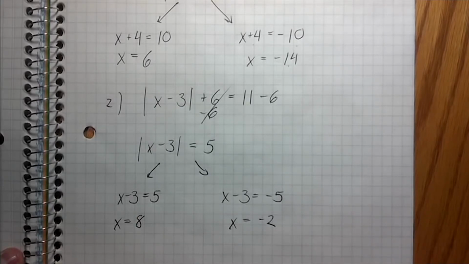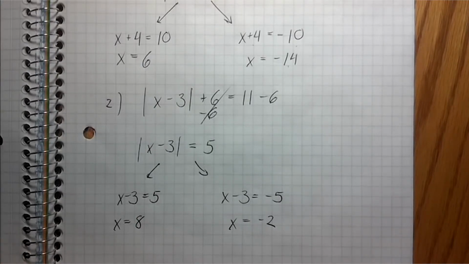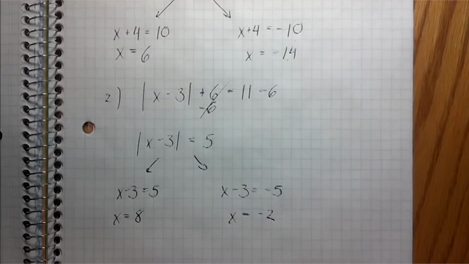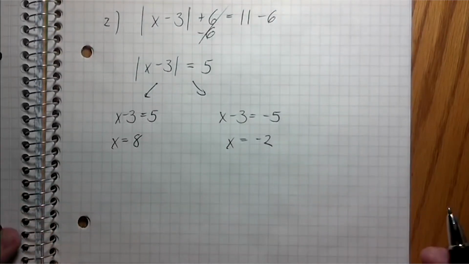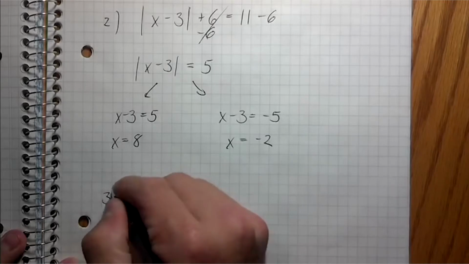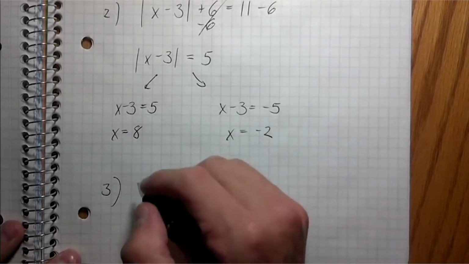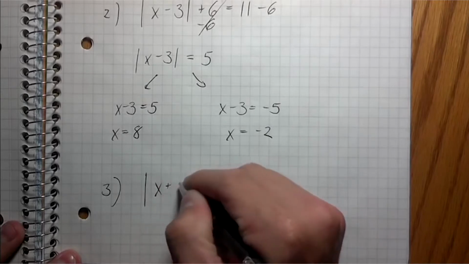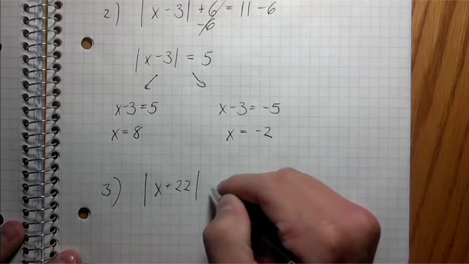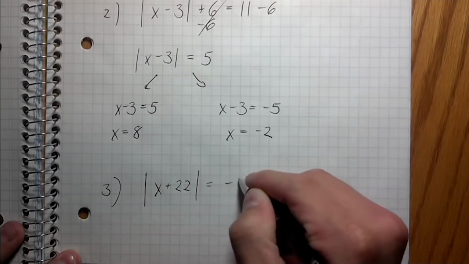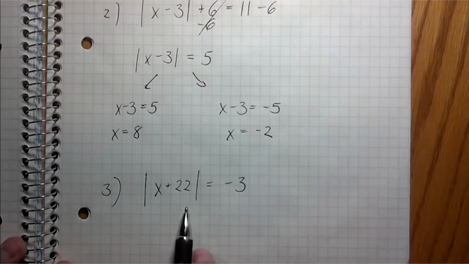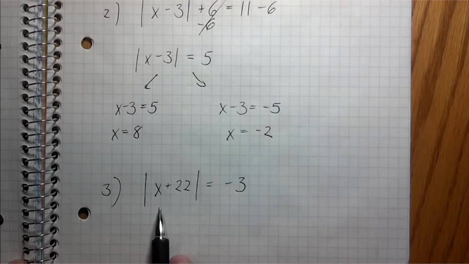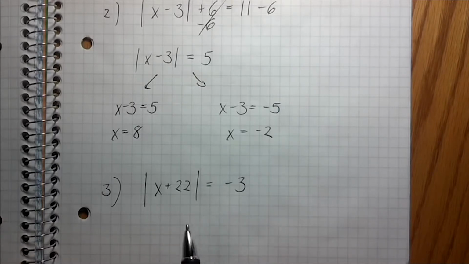The third example is more of a conceptual example, but I'm going to write it out anyway. If I had the absolute value of x plus 22 equals negative 3, how do I solve this? You would be tempted to think, oh, this is easy, I just do this thing where I split it apart. Well, it turns out that I stop right here.